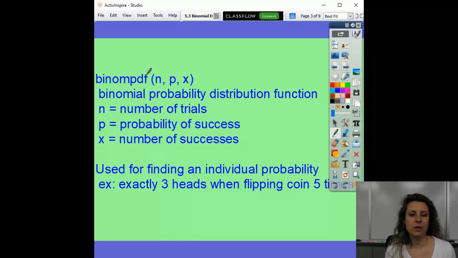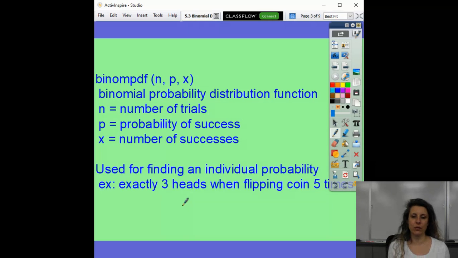We need to be able to identify n, the number of trials, p, the probability of success, and x, the number of successes, in order to find the probability using this calculator function, which stands for the binomial probability distribution function. It is used when we want exactly one value for x.